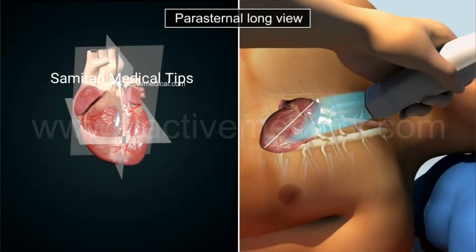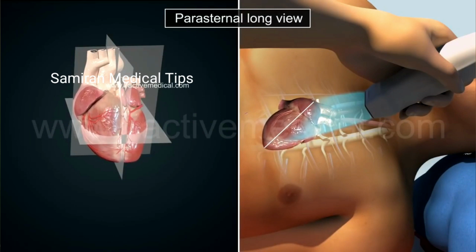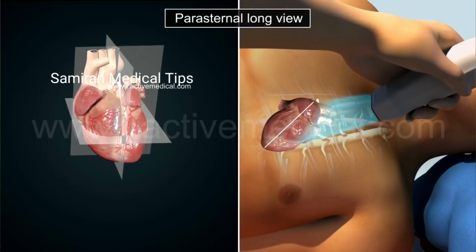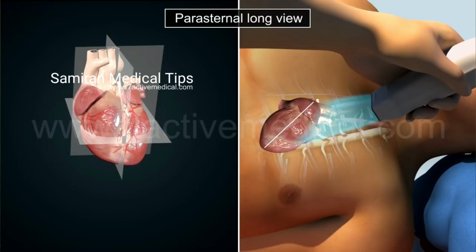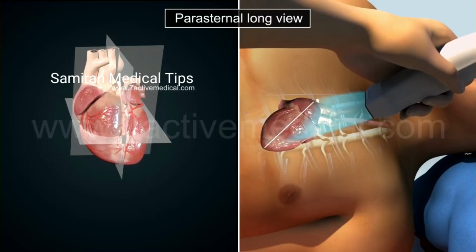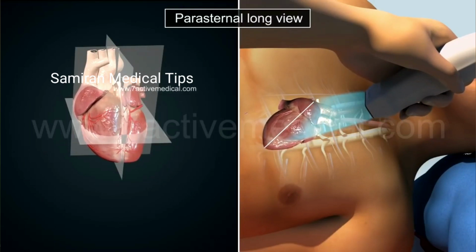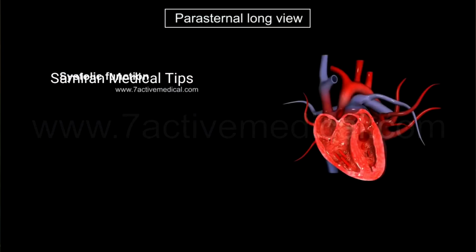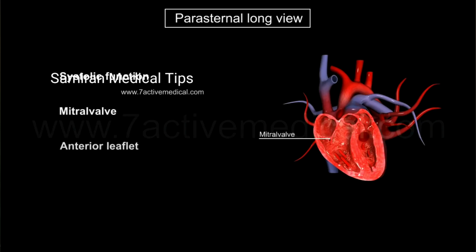Parasternal long view, used to estimate systolic function and to identify a pleural or pericardial effusion. The probe is placed on the third or the fourth intercostal space, with the pointer directed towards the left elbow. Estimating systolic function is done by first identifying the mitral valve with the anterior leaflet and the interventricular septum.